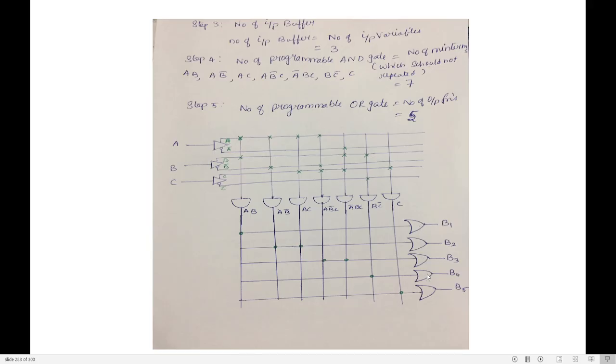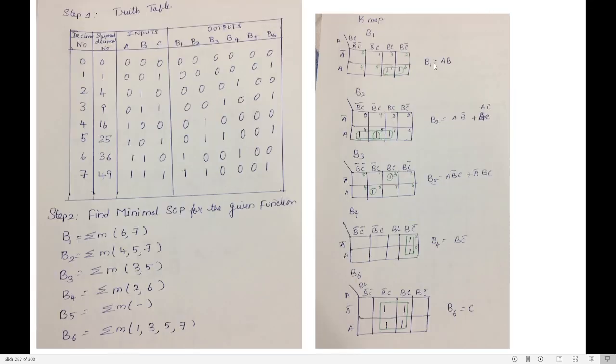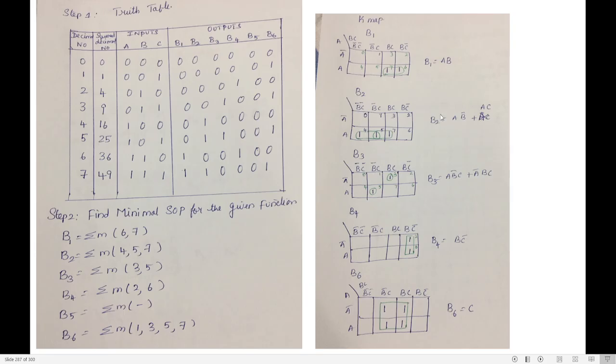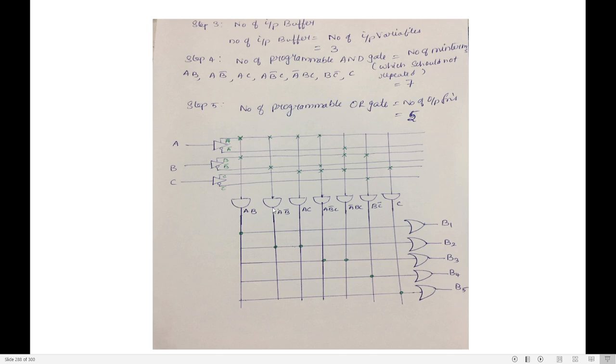1, 2, 3, 4, 5 OR gates. So what is the first function? B1 is AB. So go to AB, wire connected to the first OR gate. I am done with B1. What is B2? AB bar plus AC. So from AB bar, connect AC. Okay, so you know how many AND gates there are? There are 7 AND gates.